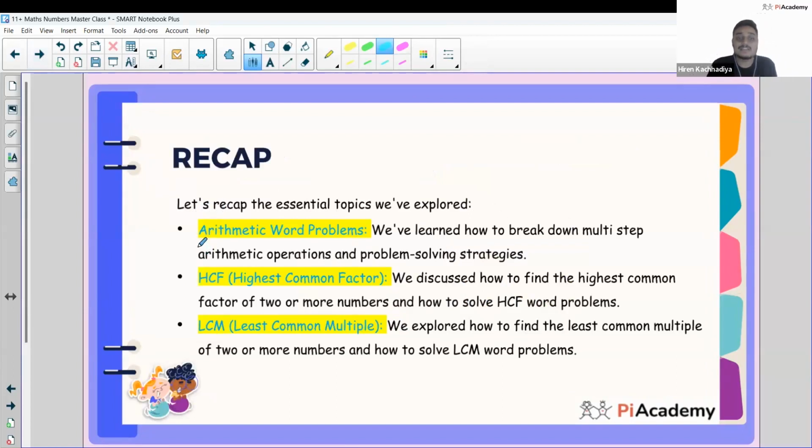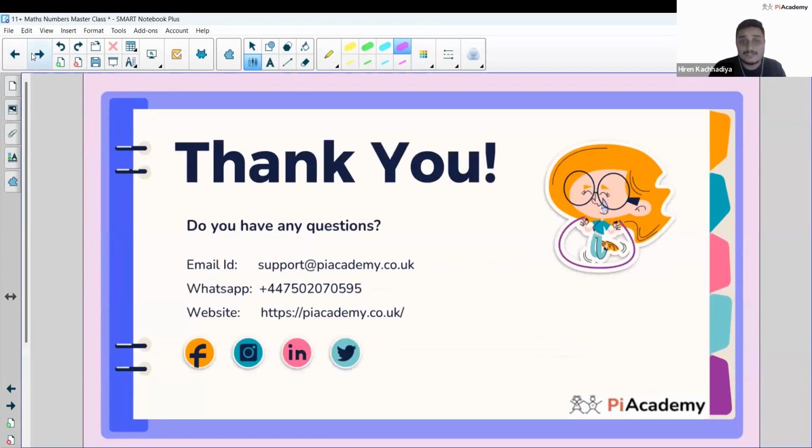First one, we have done the arithmetic word problem. Under this, we learned how to break down a multi-step word problem and then how to solve the question, right? We learned how to underline and highlight your important keywords, and that will help you while doing the question. After that, we learned how to find the HCF, and then how to solve word problems based on HCF, right? And then in LCM also we learned how to find the LCM and how to solve questions based on the LCM, right? So all this we have done.